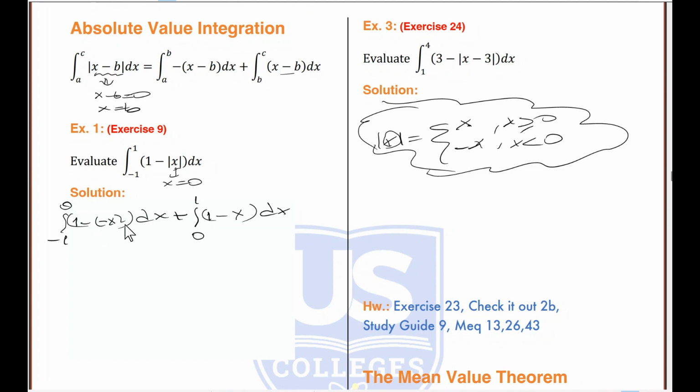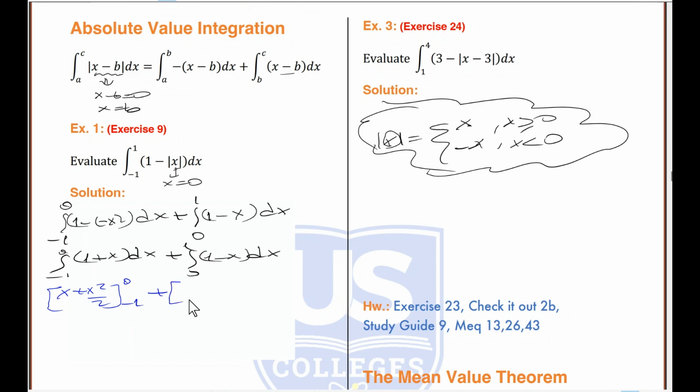In the first part, I have negative x, which is 1 plus x dx. In the second part, I have 1 minus x dx. Now, let's take the integral. Integral of 1 is x. Integral of x is x squared over 2. Let's evaluate this antiderivative at 0 and negative 1. Plus, similarly, integral of 1 is x, minus integral of x is x squared over 2. Evaluate this at upper bound and lower bound one by one.